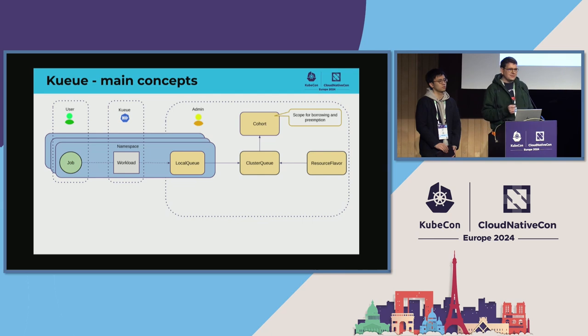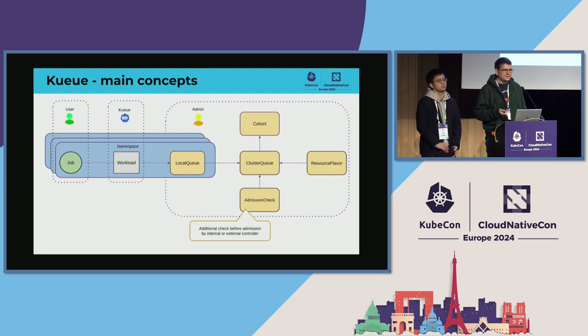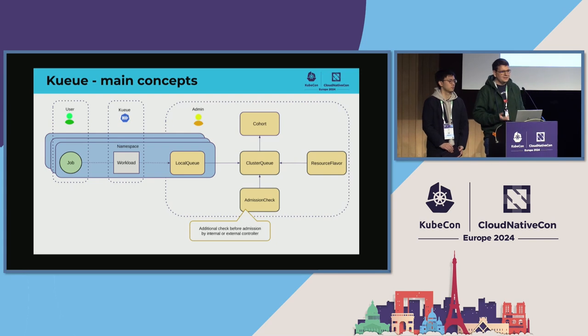Another important concept for Kueue is cohort. So cohort basically sets the scoping for preemption and borrowing for a set of cluster queues. And then we also have the concept mentioned before of admission checks that let you define additional conditions under which the job is admitted.